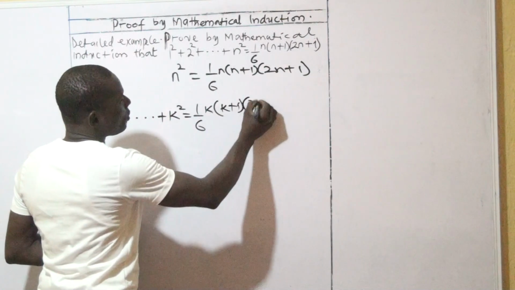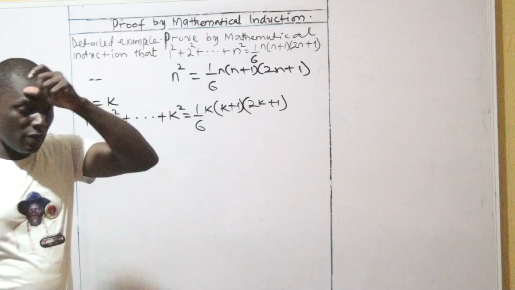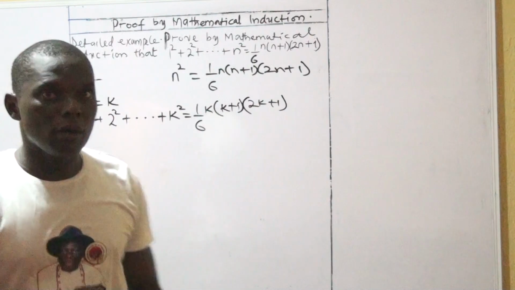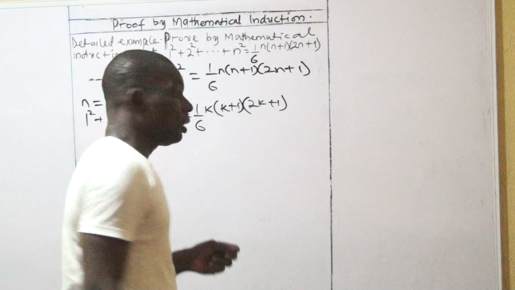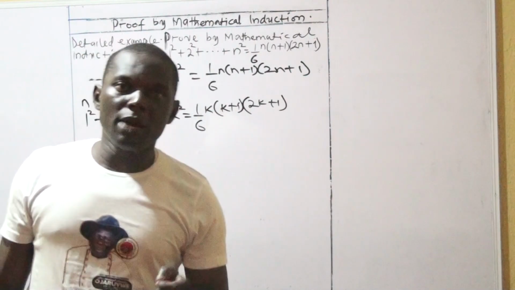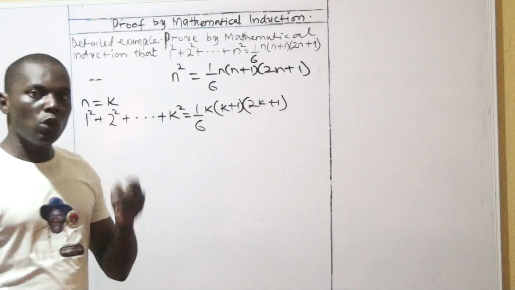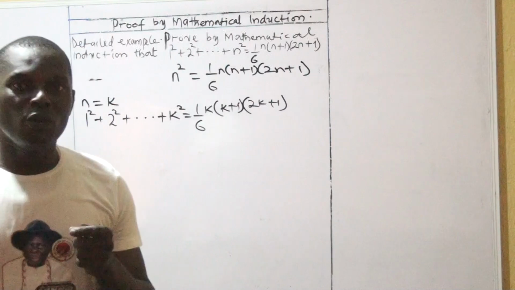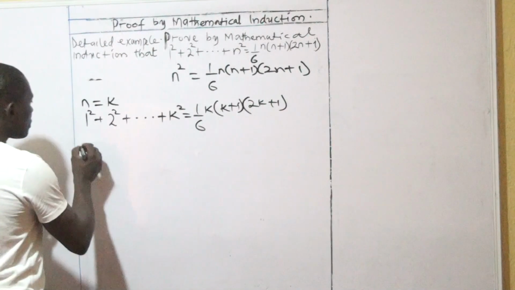Here it becomes 2k plus 1. So we have done that. We have assumed it is true for n equals k. Then our next step is that we want to show that it is also true for n equals k plus 1. That will be our next step.